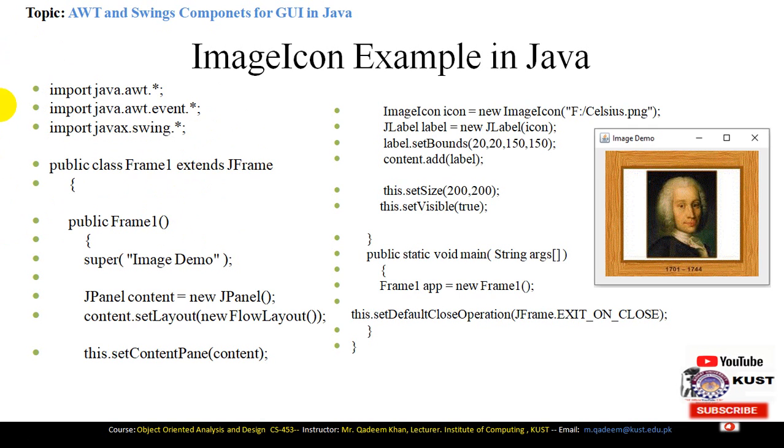Now we have public class frame1 extends JFrame. Public class frame1 extends JFrame is in fact our own class which is inherited from the JFrame class, while the JFrame class is inside the swing library. And here it is the inheritance. That means JFrame is the parent class of frame1. This is the constructor. In the constructor we have the super method with the title ImageDemo. It defines the title of the GUI.